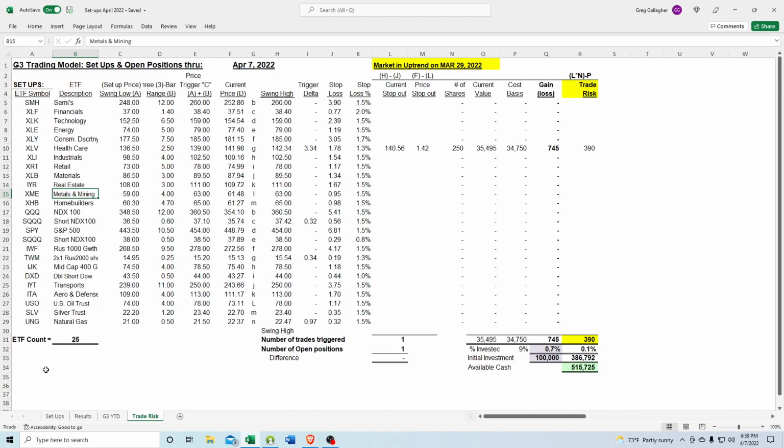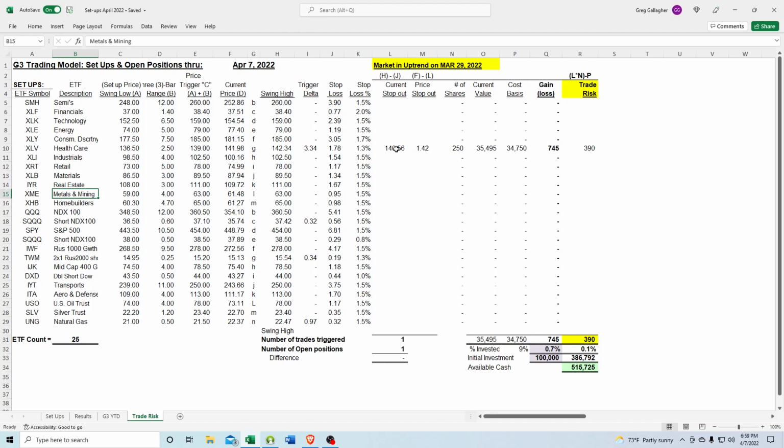Now, the other thing you get each night is what I call the trade risk. Every trader has to say, okay, what's my trade risk? Well, again, I'm showing the stuff again. Here's the swing low. Here's the range. Here's the trigger, 139. There's the current price. There's the swing high, 142.34, that we just made today, and that's the trigger difference right there.